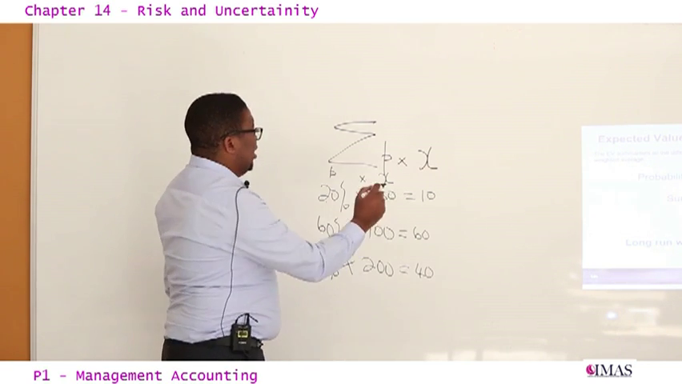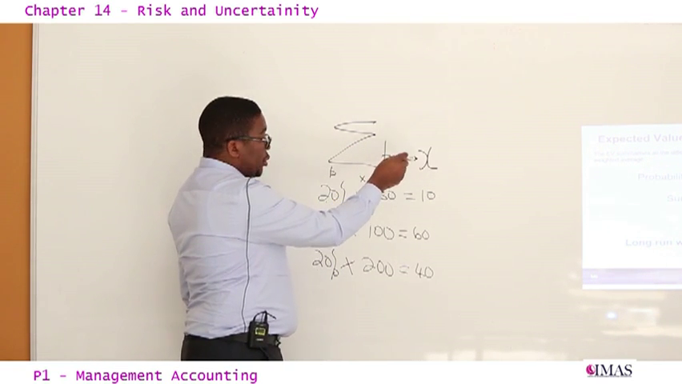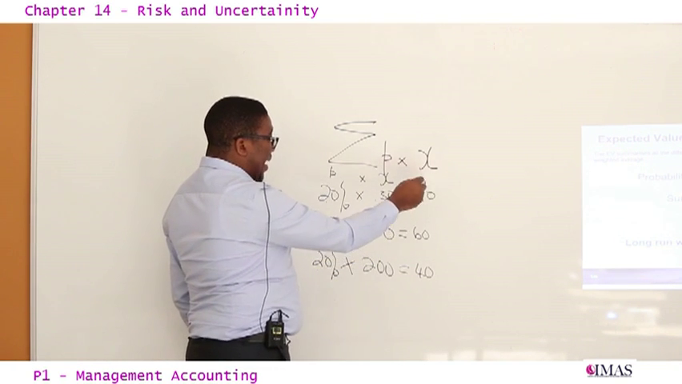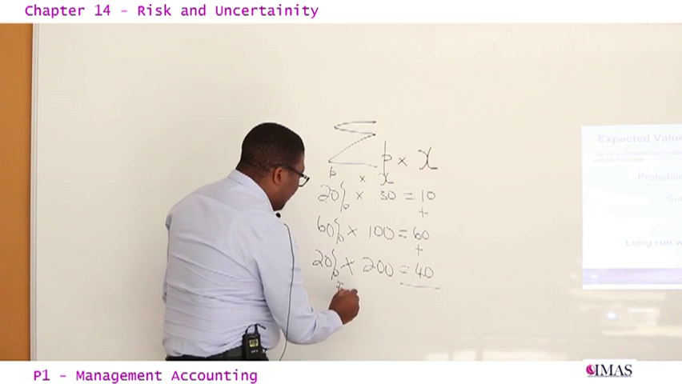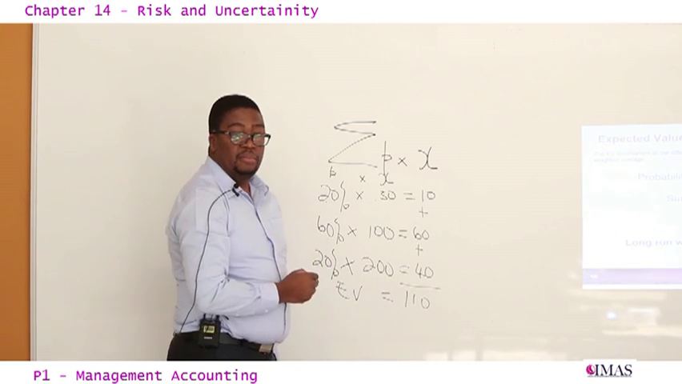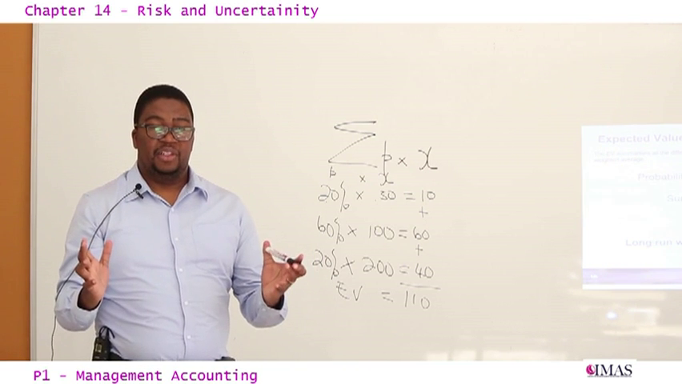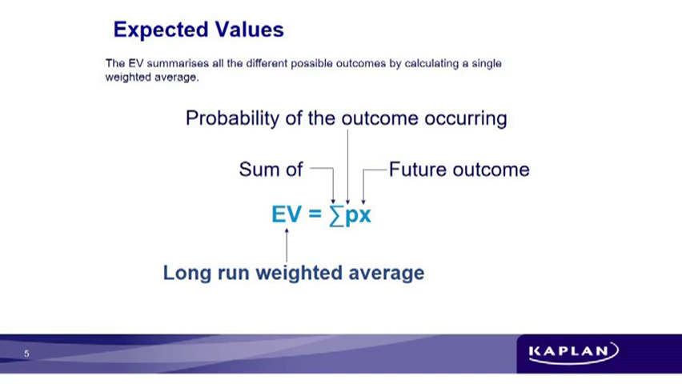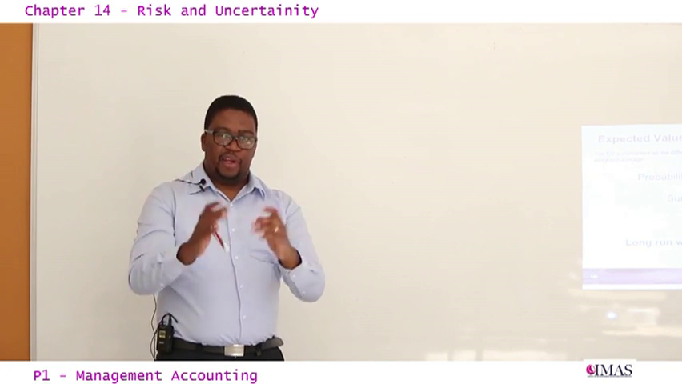Then go back to your formula. Your formula said expected value is calculated as the sum of the probability multiplied by your possible outcome. Therefore, we must add the 10 plus 60 plus 40, which gives us our expected value of 110. That's very important. That's how we calculate our expected value. Are we comfortable? Awesome. Just to wrap up, that 110 that we calculated is what we refer to as your long run weighted average. It is what you are likely to have if you were to launch a campus in Witbank, and that is very important.